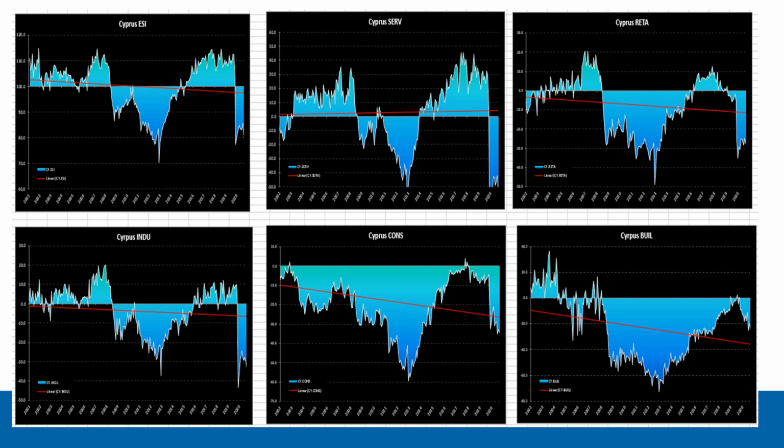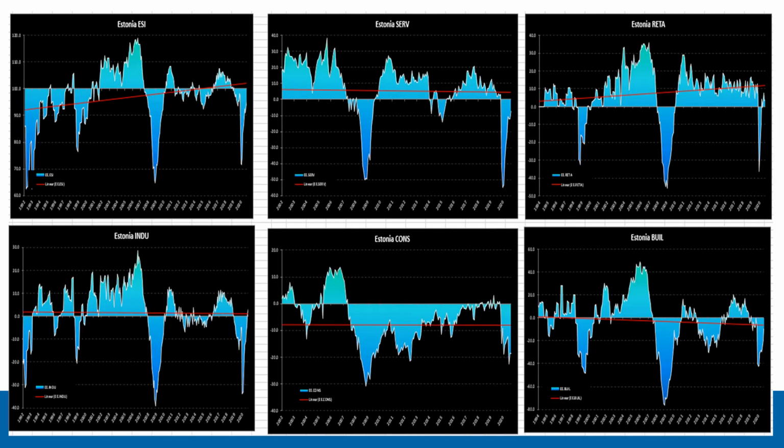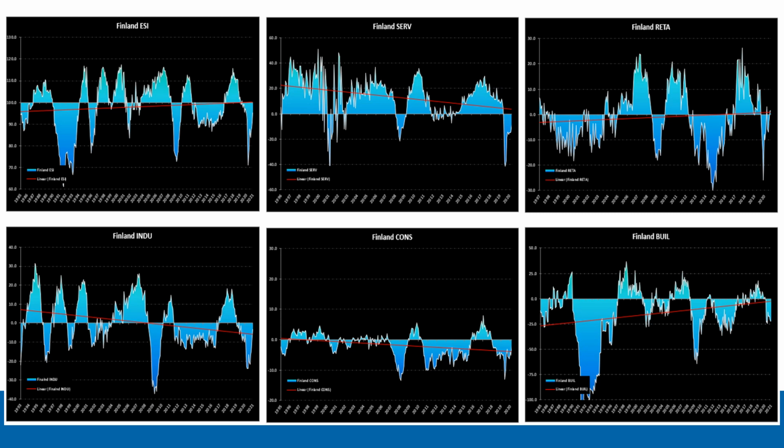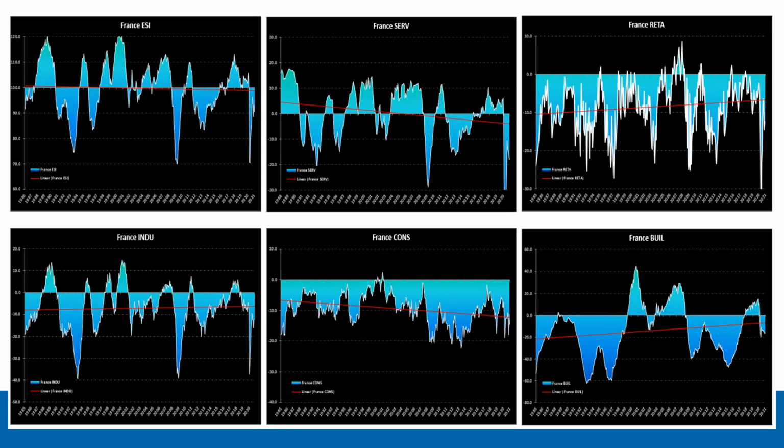Cyprus, obviously ridiculously small. Estonia, very small, irrelevant. Finland, small as well. And then we get to one of our big economies, France. France, obviously a very big economy in the Eurozone, meaningful for the world. So we pay attention to it.